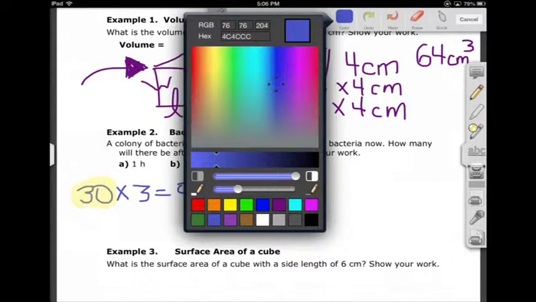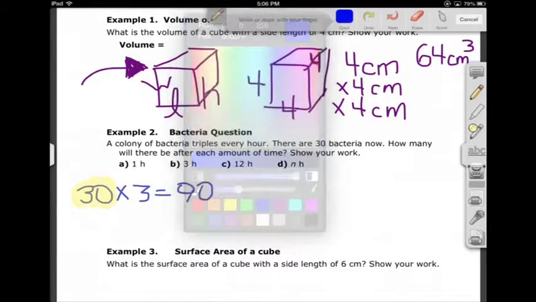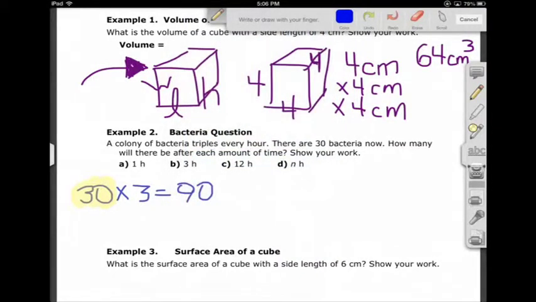Change color here. Let's go with the regular blue. So we can say it started with 30, and depending on the number of hours you have, here it is at 90 after the first hour. And here it is after 3 hours. And if I keep going, we've got 6.